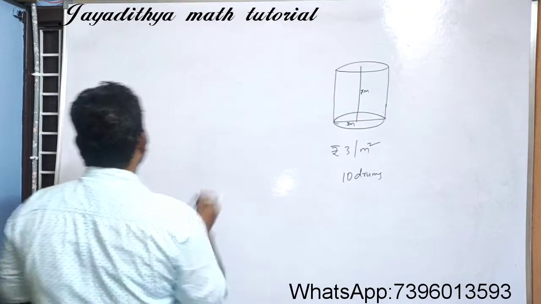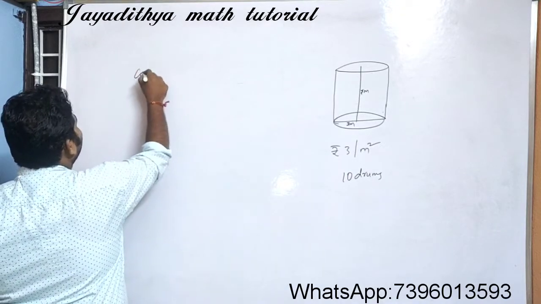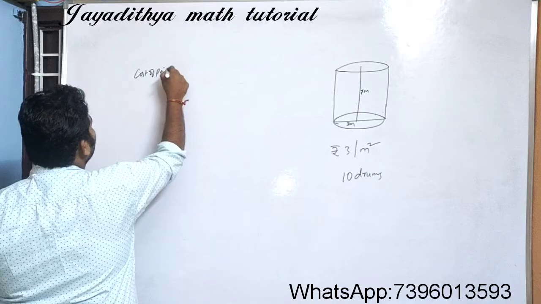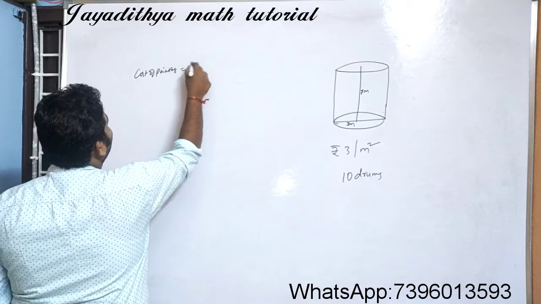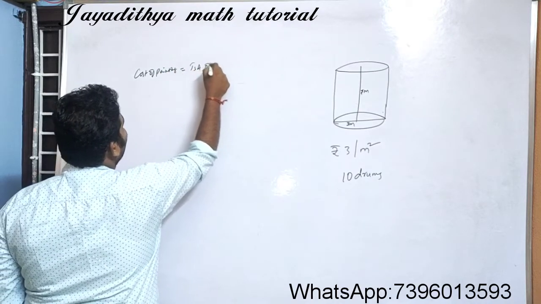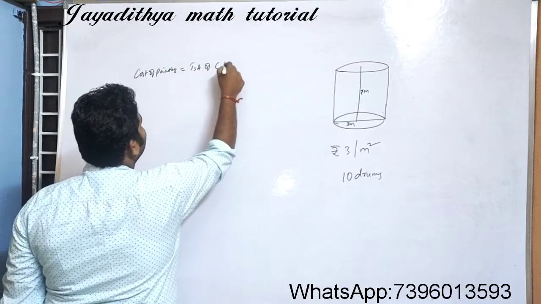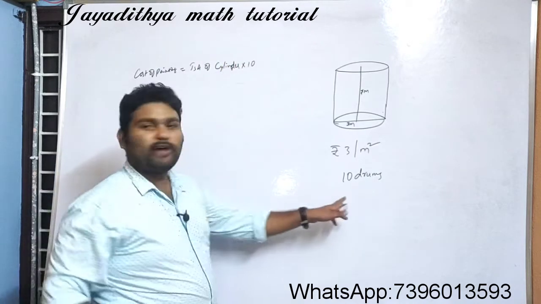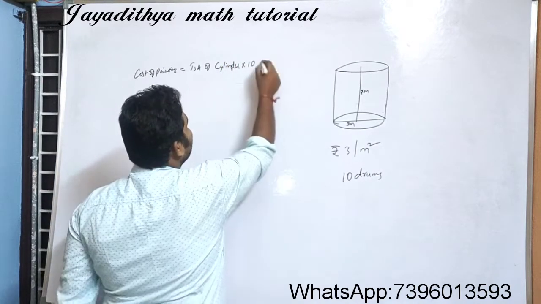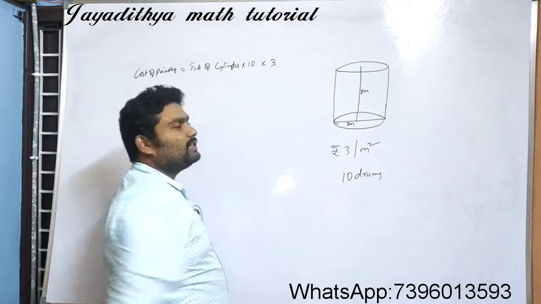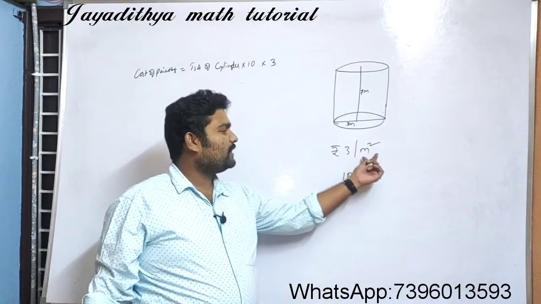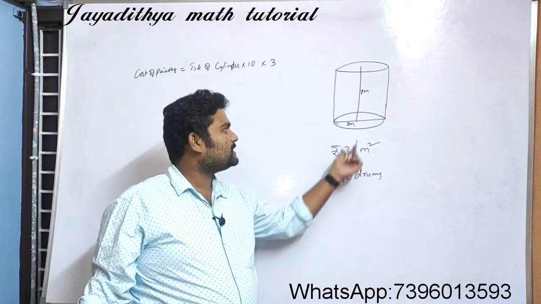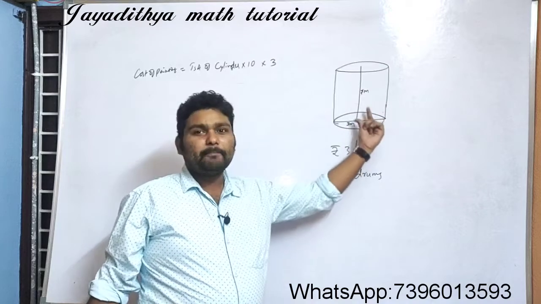So how to find it? Directly you can write here: the cost of painting will be the total surface area of the cylinder into 10, because we have 10 drums, and also into 3, because for every square meter he will be charging rupees 3. However, here the units are in meters.